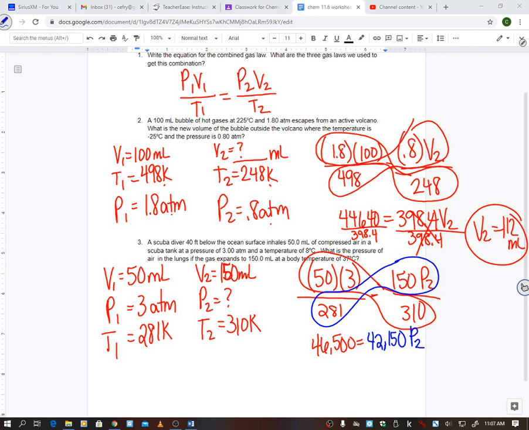And I still don't know my pressure, so I'm going to divide by this number to get my pressure by itself. P2 equals 46,500 divided by 42,150, and that is 1.1, and it will be atm because that's what we used in our problem.